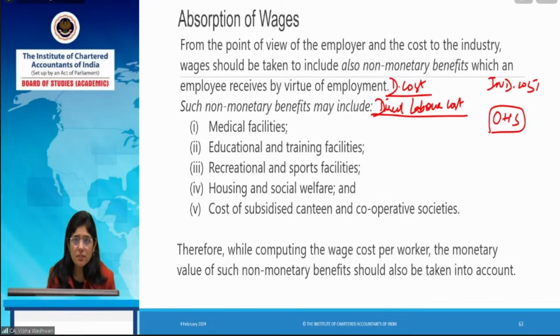I repeat, it's not about how much earnings the workers are taking along with them. It's not about net earnings. The question we are discussing here is the labor cost question. How much of labor cost should be part of the cost of production? How much part of the labor cost should be treated as overheads? We are talking about labor cost. It has nothing to do with the earnings which the employees are earning.